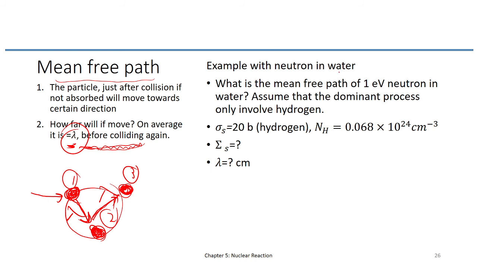Okay, we have an example. What is the mean free path of a neutron in water? Given one electron volt neutron in water, assume that the nuclear process only involves hydrogen.